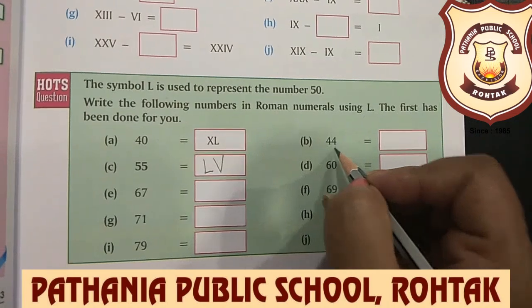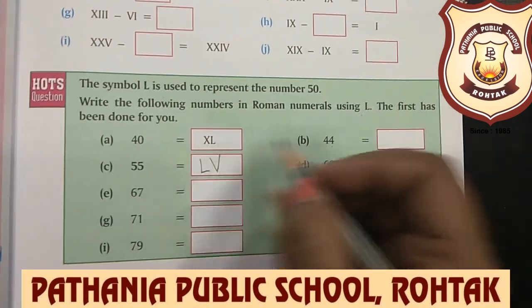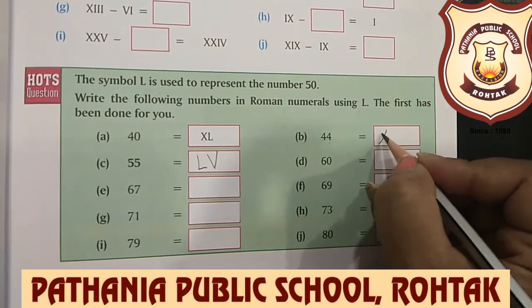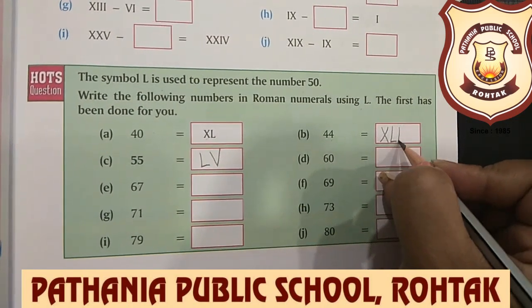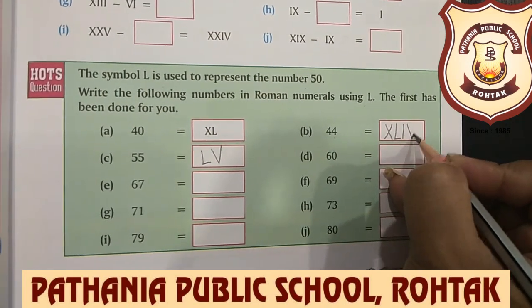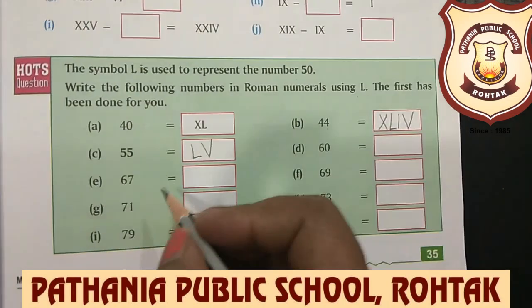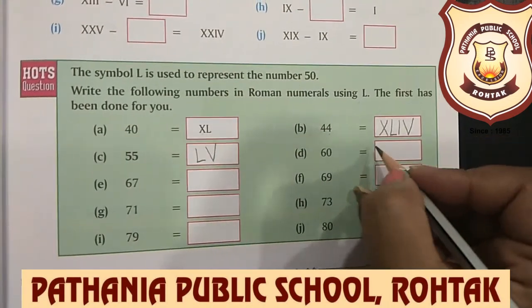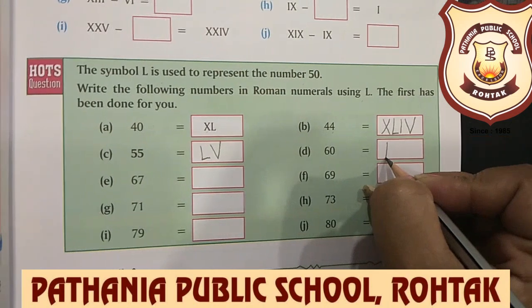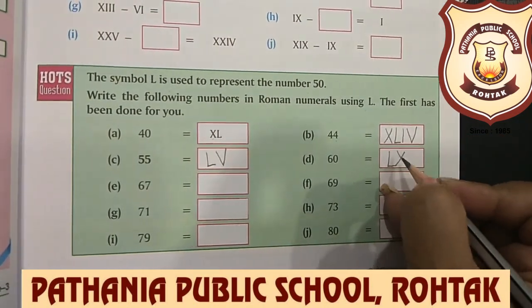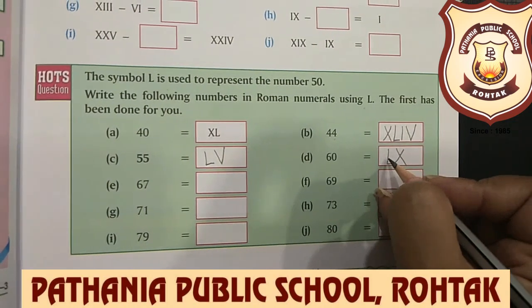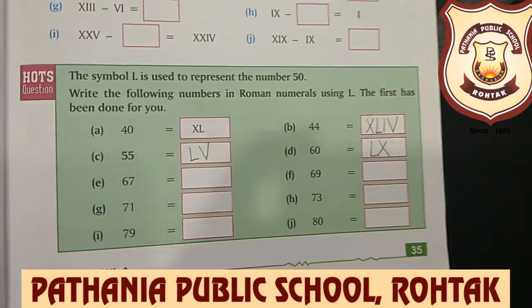Now 44. Beta, 40 is given to us, 40 is XL. So for 40 we will write XL, and what is for 4? IV. So we will write here IV. Now in D part, 60. See beta, L is 50. So first we will write 50, then we will add 10 to it. And 10 is X, so LX will be 60.